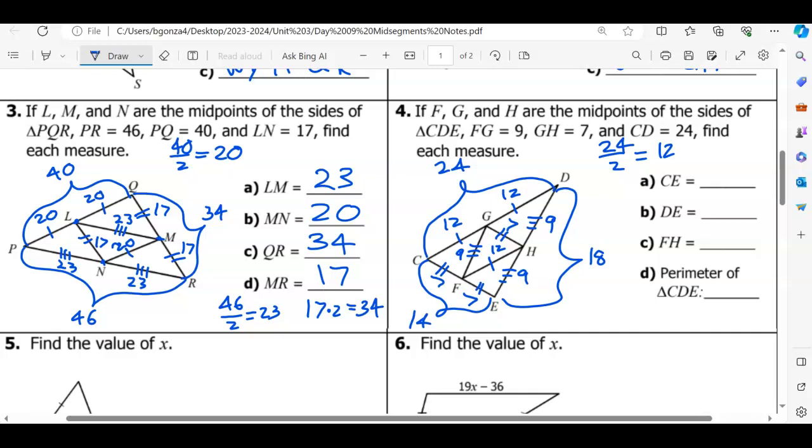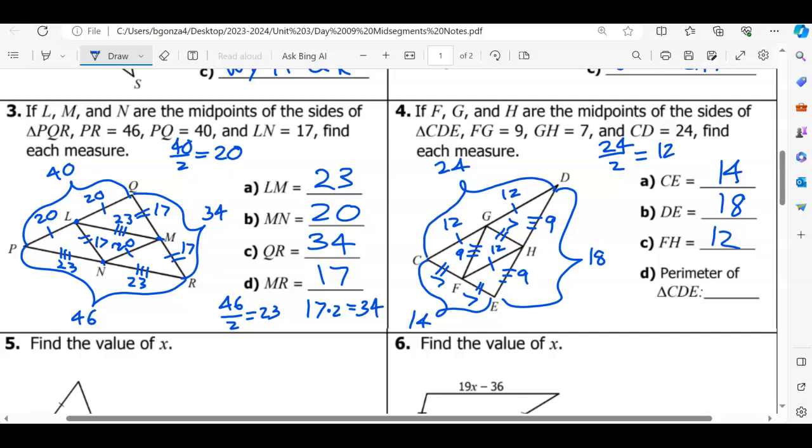Is everyone with me? Stay with me. Look over here. In the back, with your head down. Everybody. So let's label this stuff. CE all the way across is 14. DE all the way across is 18. FH, the mid-segment here, is 12.